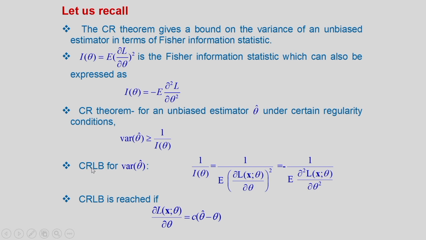Therefore, the Cramer lower bound, CRLB, for the variance of theta hat is equal to 1 by I(theta), that is equal to 1 by the expected value of (del L del theta) whole square, and this can also be written as 1 by minus the expected value of del 2L del theta square. And one important point is that CRLB is reached if the first order partial derivative of the log likelihood function, that is del L del theta, can be expressed as C into (theta hat minus theta), where C can be a function of theta.